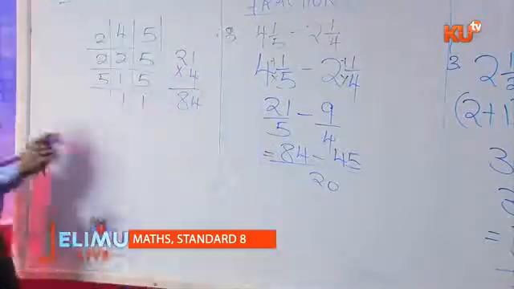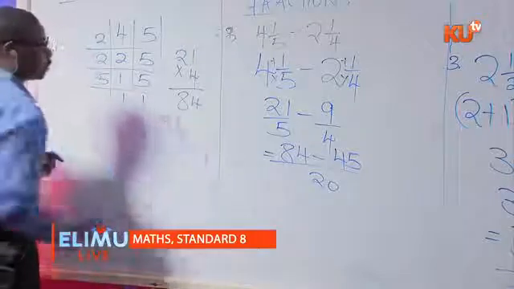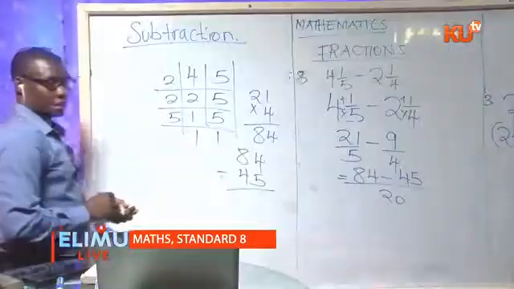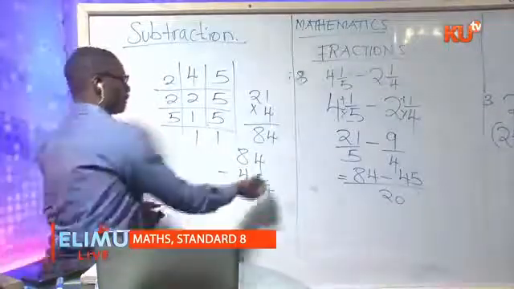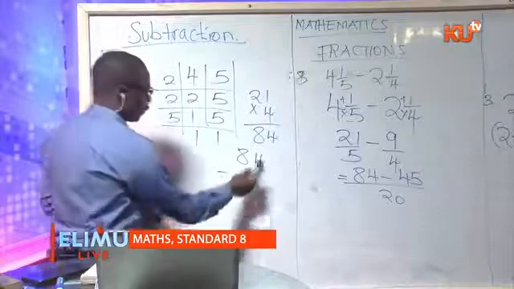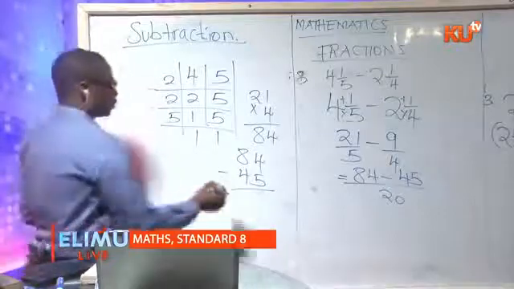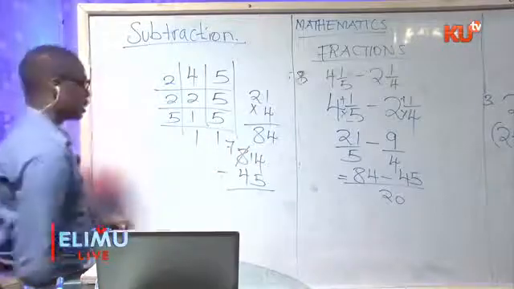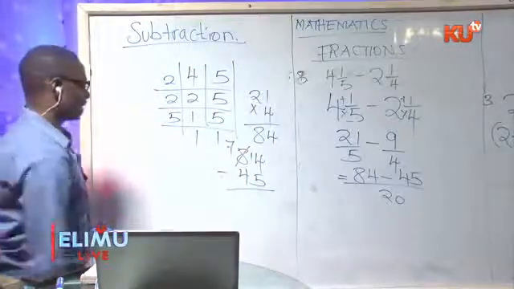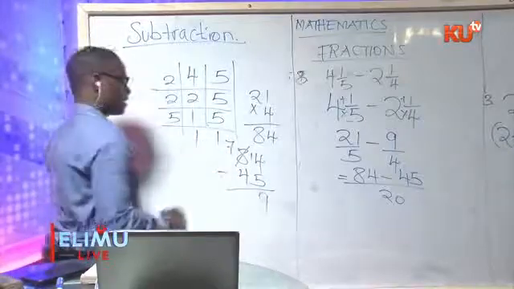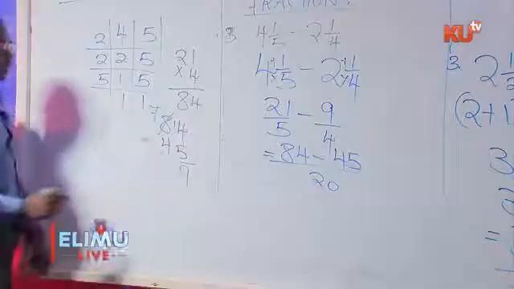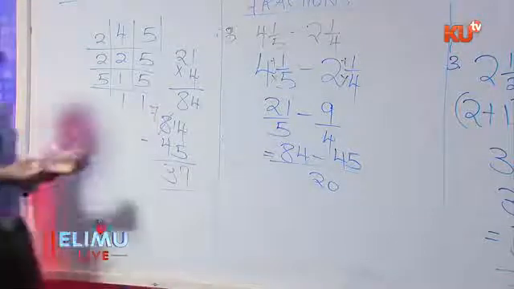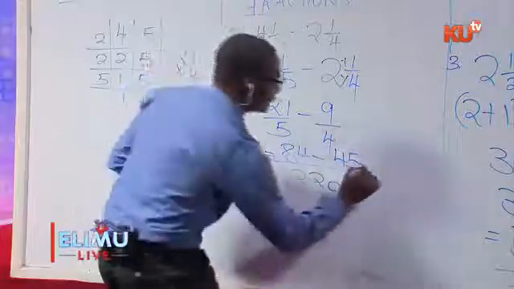So let me go step by step for everybody to follow. 84 minus 45. When you are subtracting, remember to borrow if it cannot subtract. So 4 minus 5 is not possible. So you borrow 1, you remain with 7, and that 1 you add it here. So 14 minus 5, that is 9. 7 minus 4, that is 3. So you get your answer as 39/20.